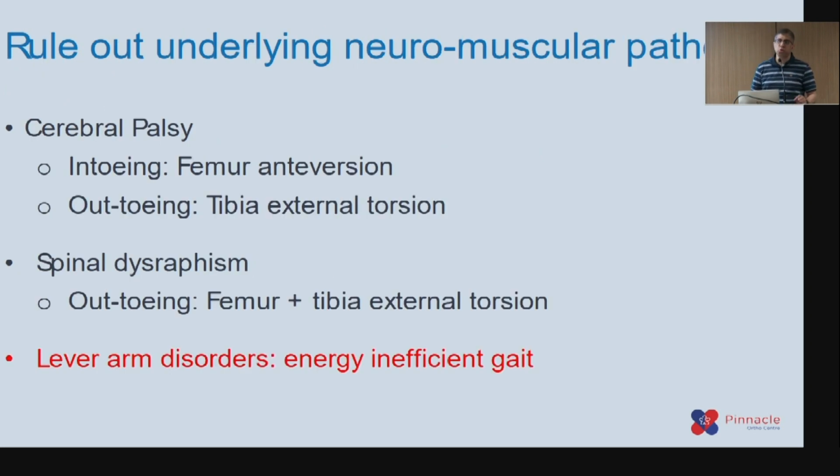In neuromuscular pathology, two common neuromuscular pathologies which can lead to torsional problems are cerebral palsy, where intoing is commonly seen in the younger child with excessive femoral anteversion, and outtoing is seen in the older child, which is due to tibial external torsion. Similarly, in spinal dysraphism, we very commonly see outtoing, which is due to a combination of torsional anomalies of the femur as well as tibia.